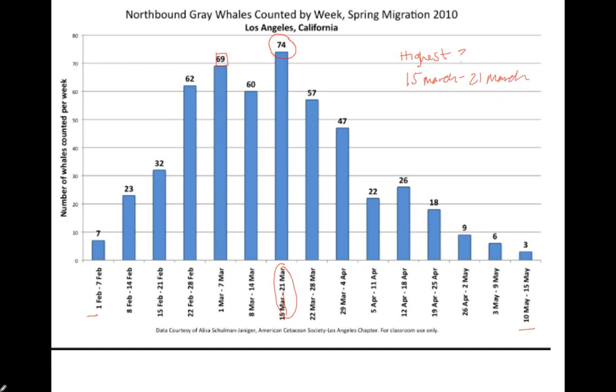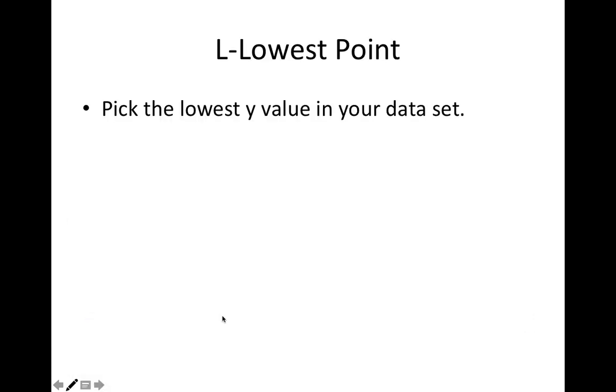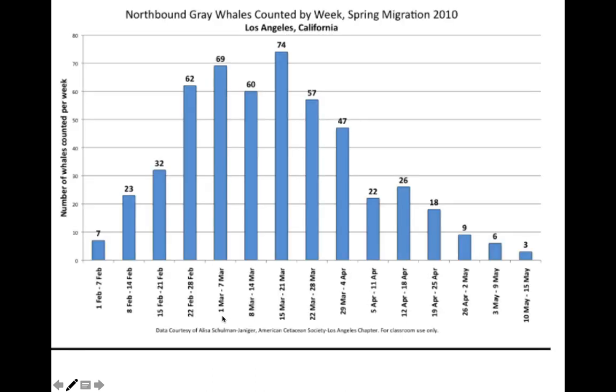All right, so once you've identified the highest point, it's time for you to identify the opposite, the lowest y value in your data set, which is the L. Okay, so if we look again at this graph, we now have to try and figure out what is the lowest point. So go ahead and pause this video and try to figure out what the lowest point is.